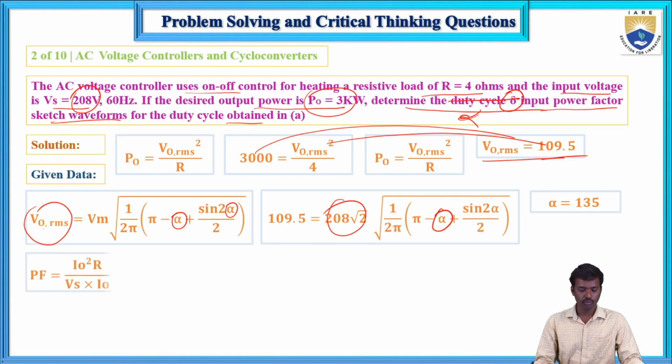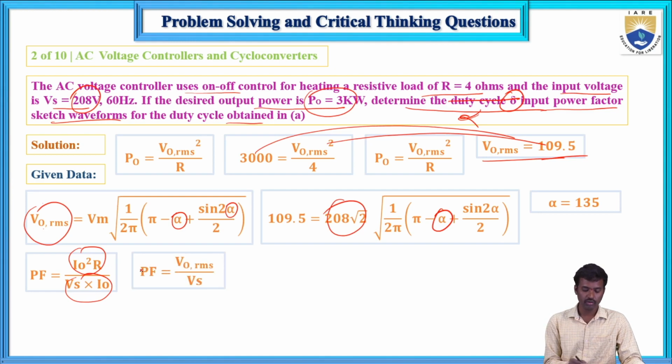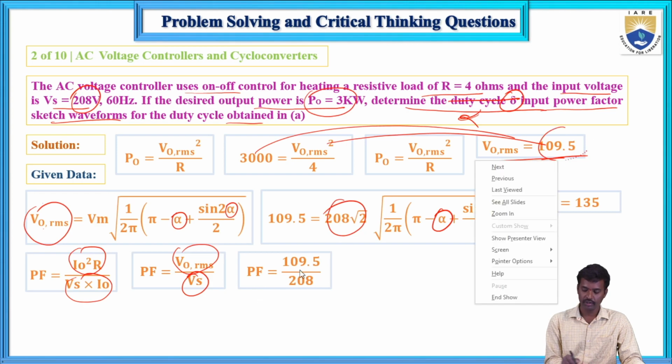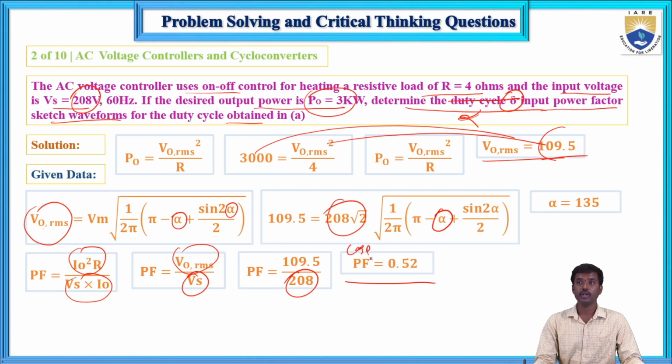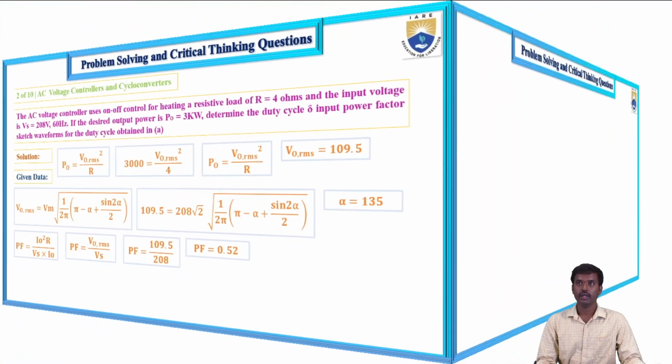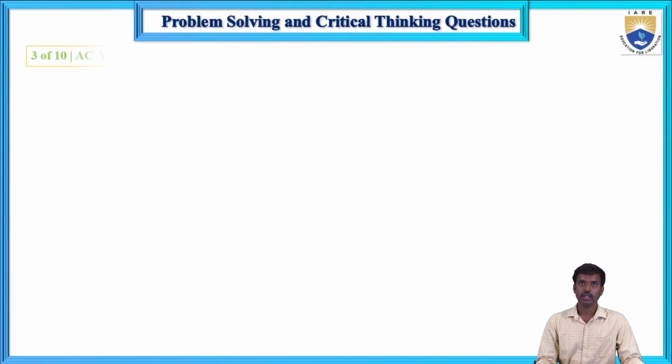And next, the input power factor. Input power factor equals I0 RMS squared times R divided by Vs RMS times I0 RMS, which equals V0 RMS by the supply voltage. That is V0 RMS divided by the 208 supply voltage, and that value, cos phi, the input power factor, equals 0.52.